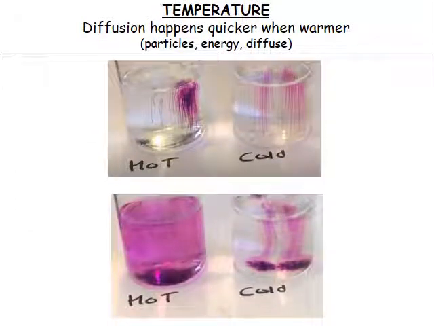So there are three factors which affect the rate of diffusion. The first factor we're going to look at is temperature. Diffusion happens quicker when warmer, when the temperature is higher. When the particles are at a higher temperature, there is more energy. Therefore, the particles are moving around more, and the rate of diffusion is quicker. And that's the opposite if there's a lower temperature. There's lower energy, therefore the particles are moving less, and the diffusion is slower.